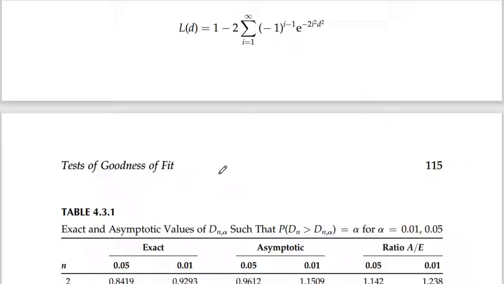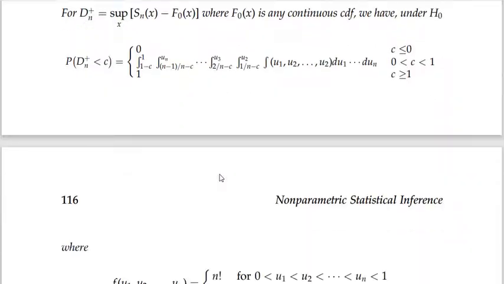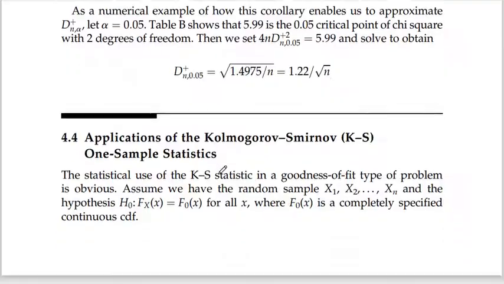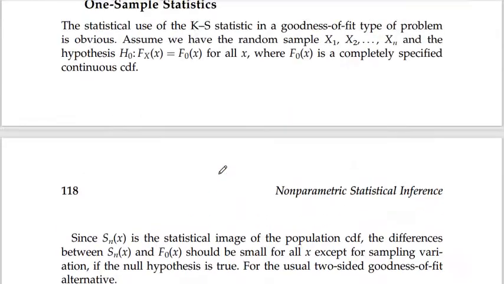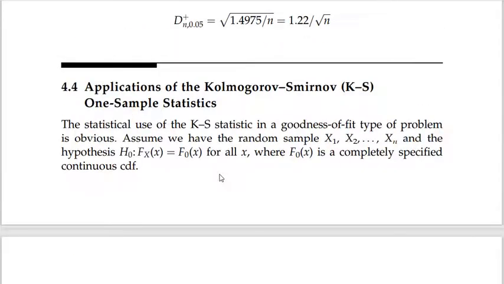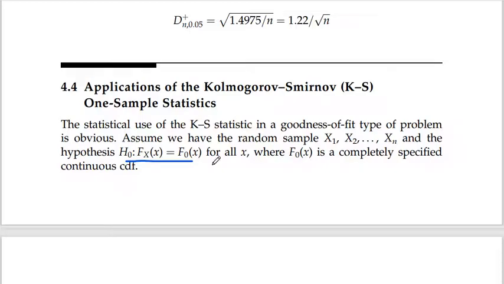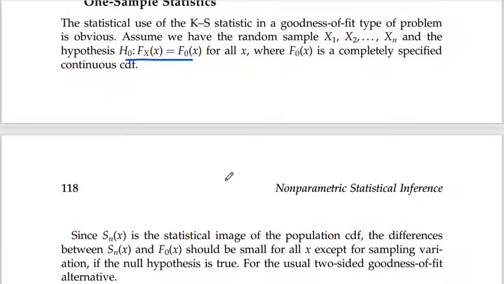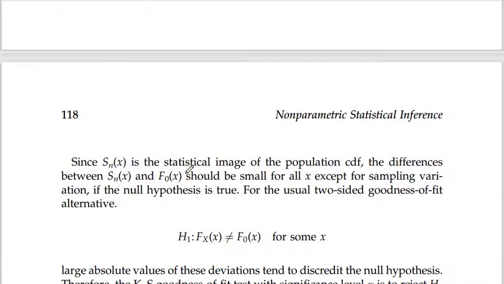Mainly, the example is important. Now we can see what the test procedure is for applying Kolmogorov-Smirnov. The use of the KS statistic in goodness-of-fit problems is obvious. Assume we have a random sample x1, x2, and so on up to xn, and the hypothesis, this is my null hypothesis, F_X(x) equal to F0(x) for all x, where F0(x) is a completely specified continuous CDF. Since Sn(x) is a statistic, this is my alternative hypothesis.